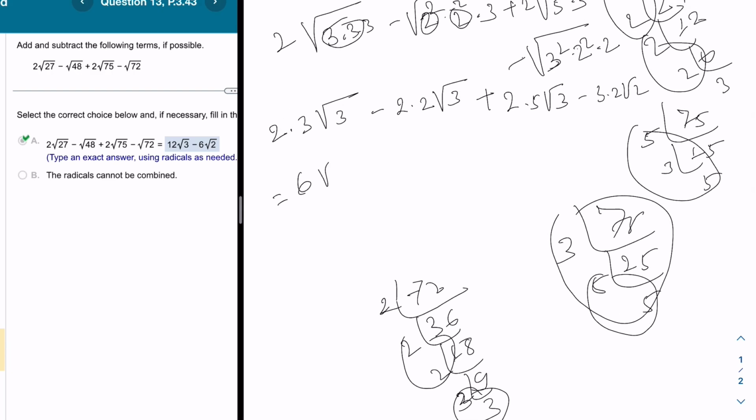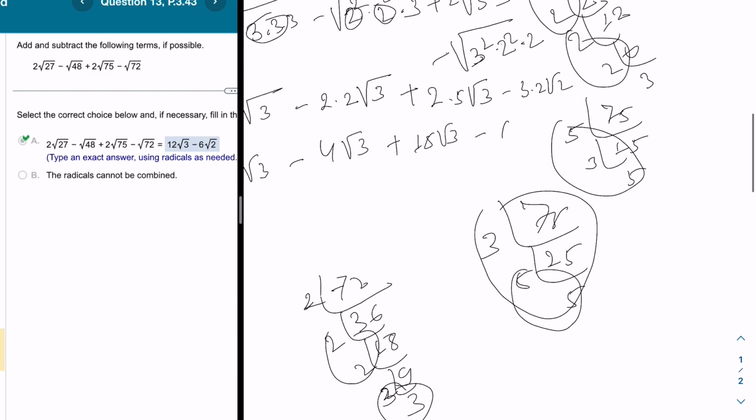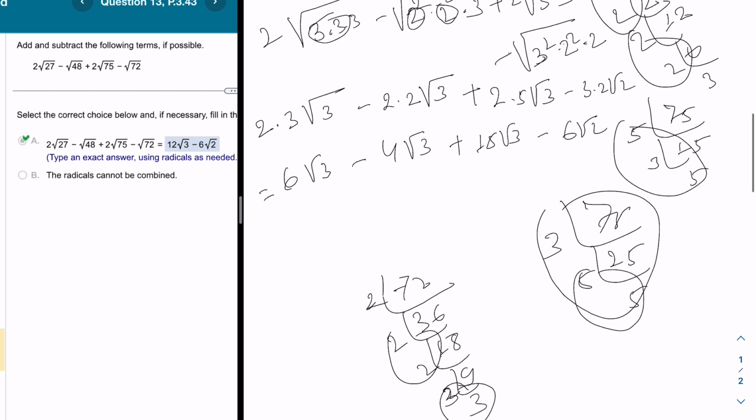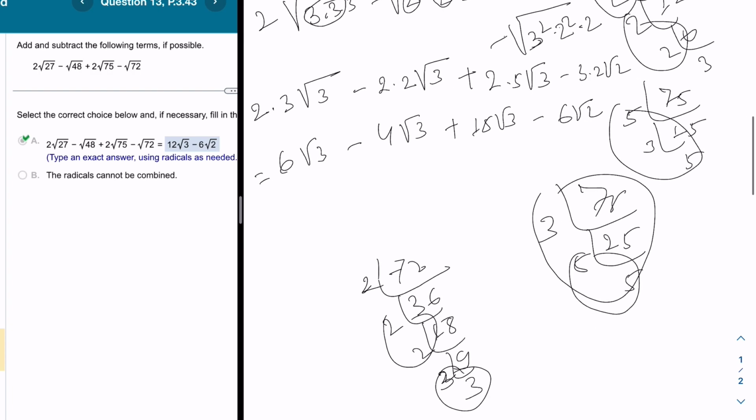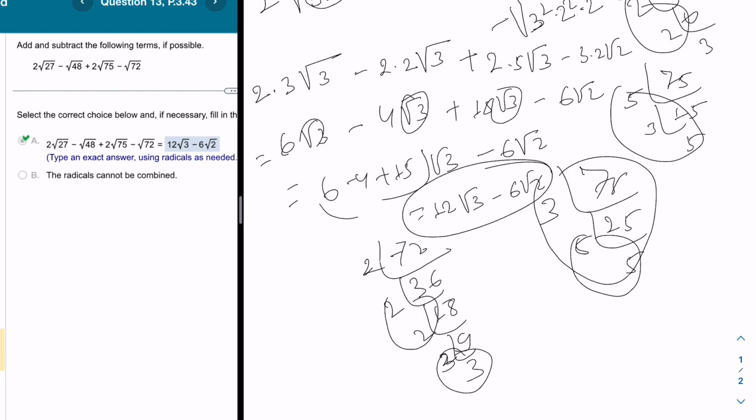Two threes are 6 root 3, 2 twos are 4 root 3, plus 2 fives are 15 root 3, 3 twos are 6 root 2. So how many like terms do you have? Root 3, root 3, root 3. So what we can do is 6 minus 4 plus 15 root 3 minus 6 root 2. So now the answer will be 12 root 3 minus 6 root 2. This is the last expression.